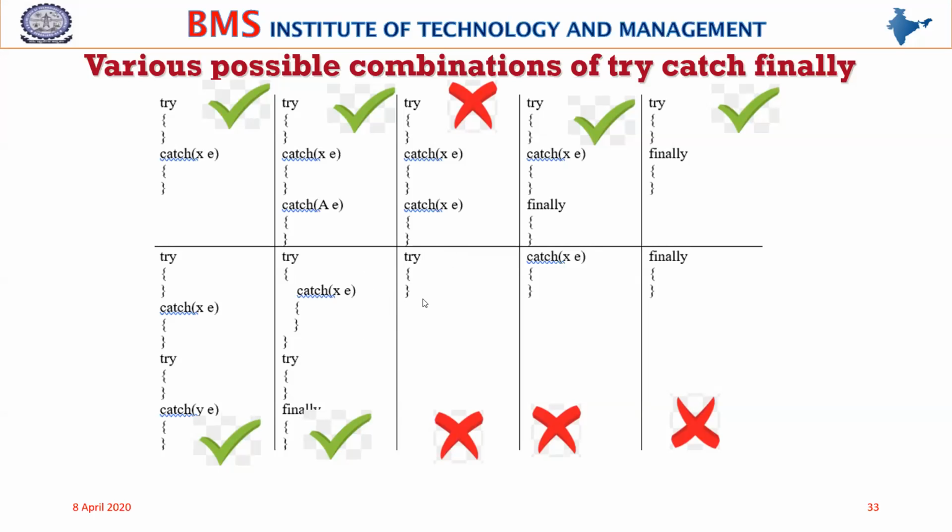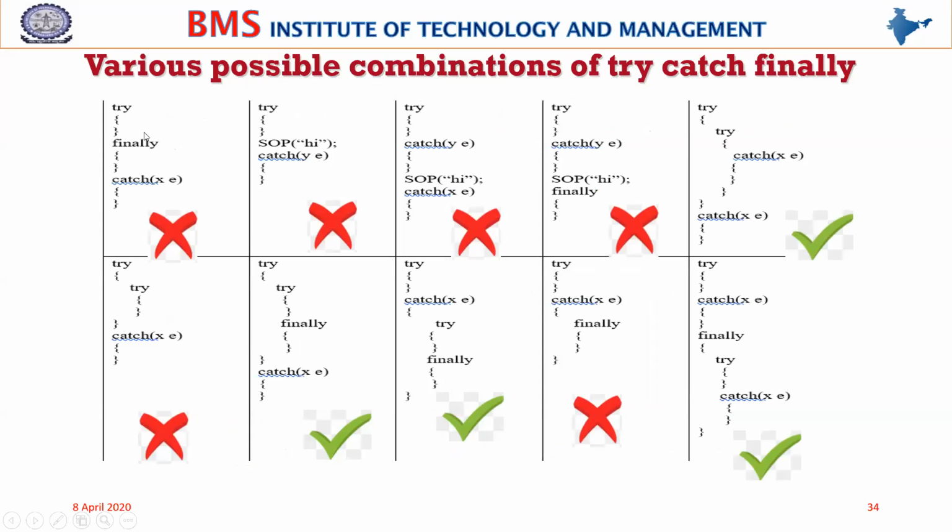Since your try is not having either a catch or finally, it is invalid. Similarly, this one, you have a catch block, but there is no code that is raising the exception. Means there is no try here. Similarly here, without try and catch, you also cannot have this finally individually.